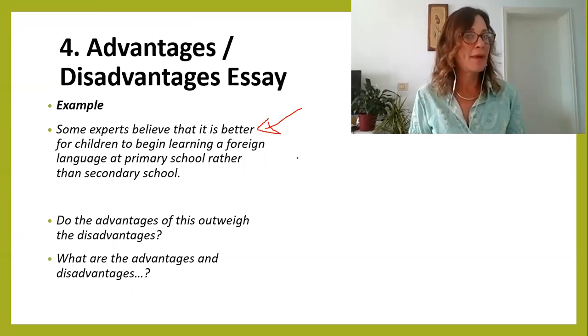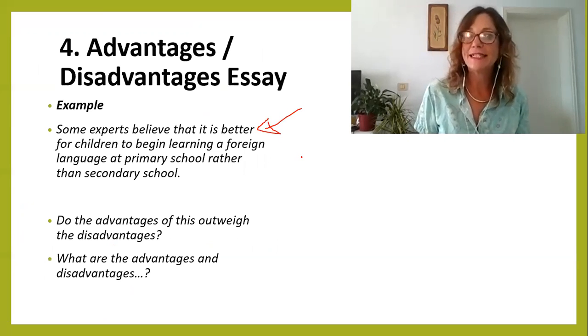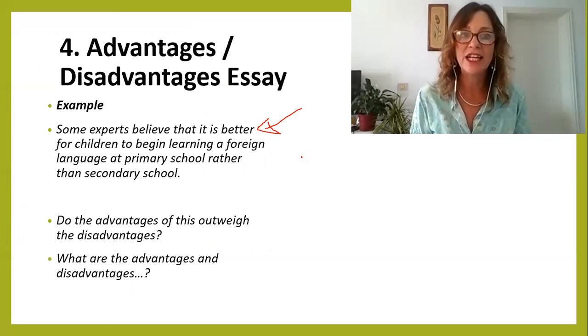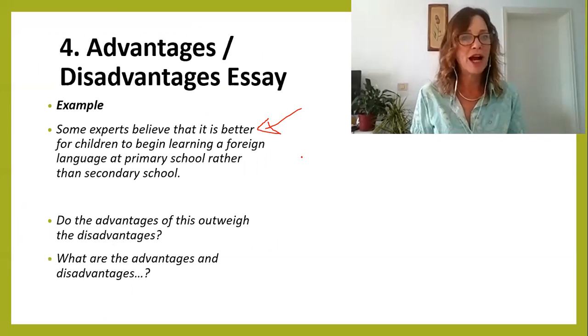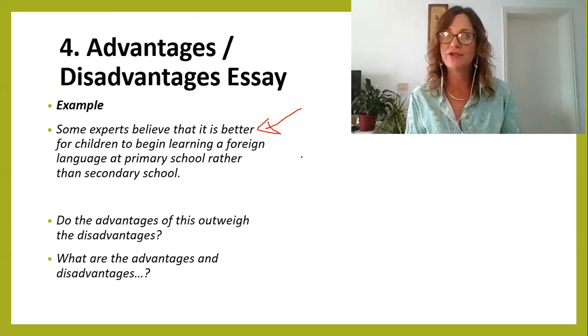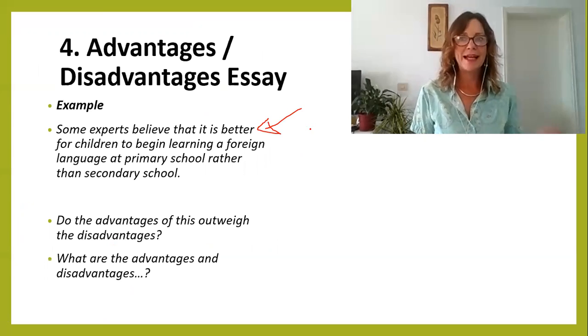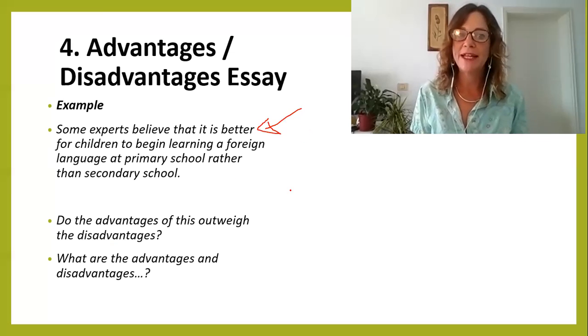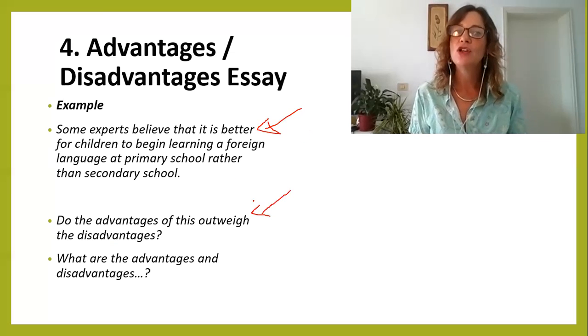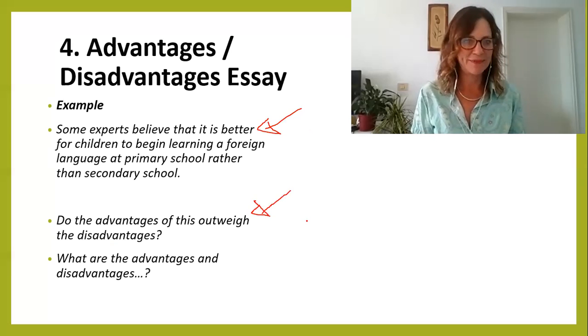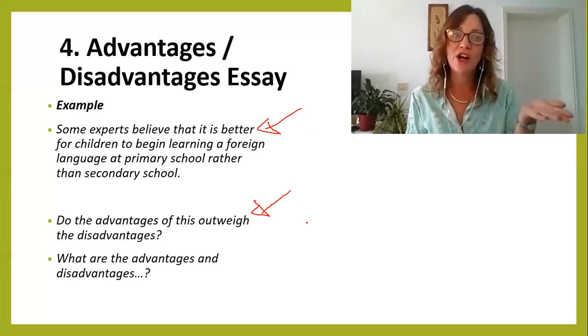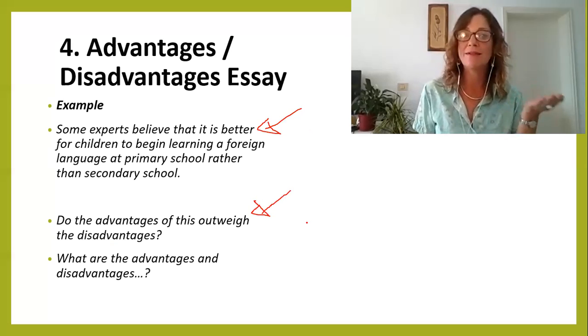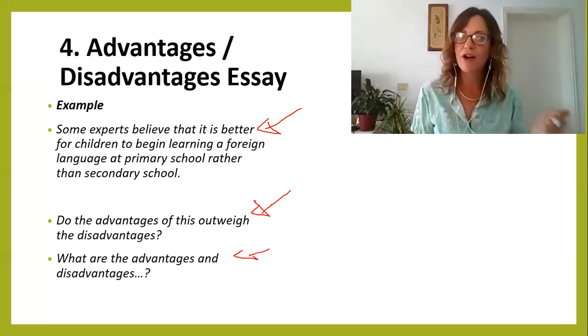So, some experts believe that it is better for children to begin learning a foreign language at primary school rather than secondary school. Okay, so that's our statement. They're not asking for different opinions. This time they're asking for advantages, disadvantages. So, do the advantages of this outweigh the disadvantages? Or what are the advantages and disadvantages?